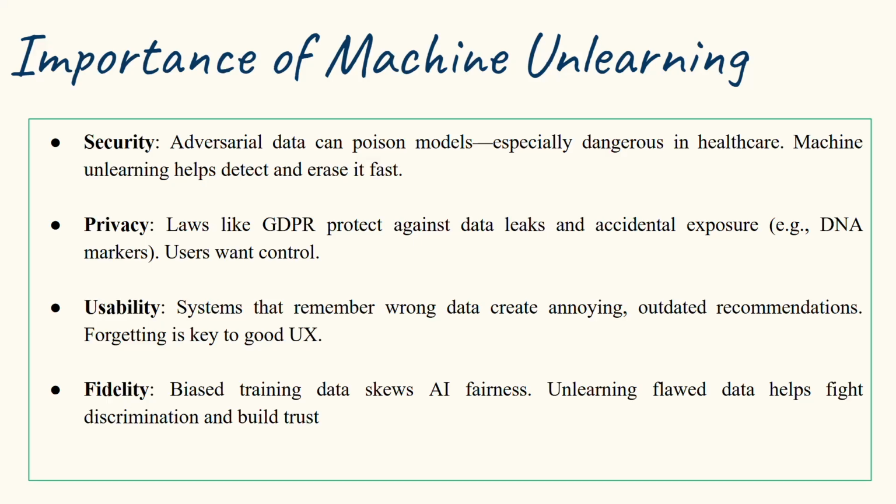Finally, fidelity or fairness. Machine learning isn't perfect. It can inherit biases from messy data. For instance, AI beauty contests favoring lighter skin tones. The culprit? Training data skewed toward one group, like ImageNet's mostly white faces, or models accidentally latching onto things like gender or race in job applications. Unlearning those flawed bits isn't optional. It's how we make AI less unfair.